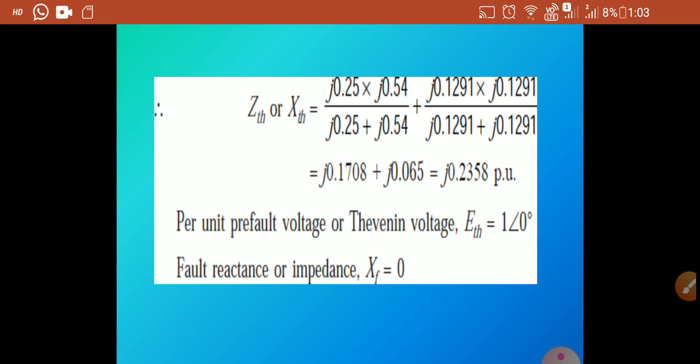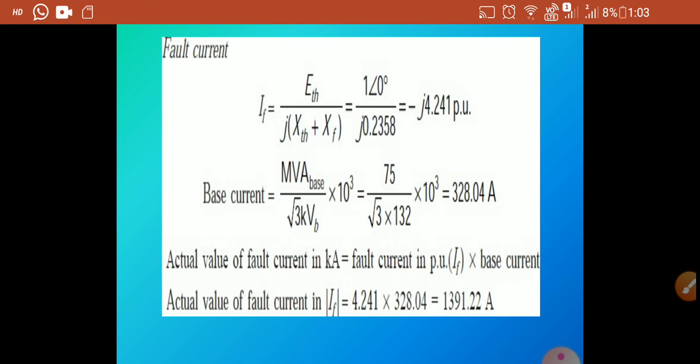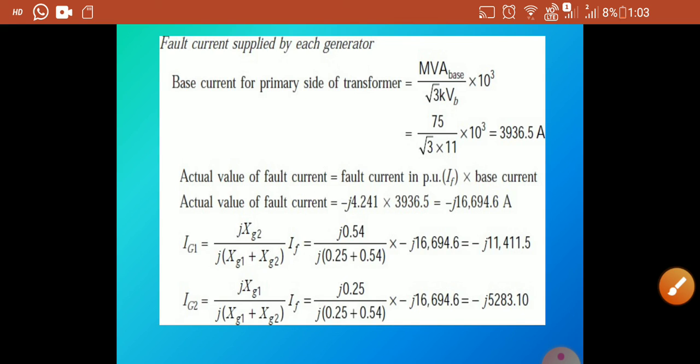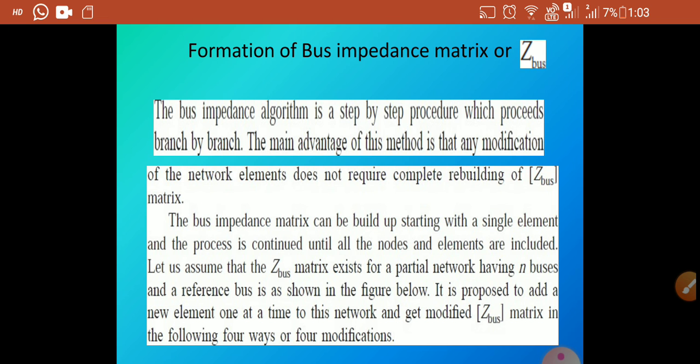The fault reactance impedance XF should be equal to 0. By substituting these values in the formula, we get the final current, the actual value of the fault current, like this. So the fault current supplied by generator 1 and generator 2 separately. We have to find the actual current. Then we have to find the base current. Then we multiply the per unit fault current by the base current to give the actual value of fault current. This is for generator 1 and generator 2.